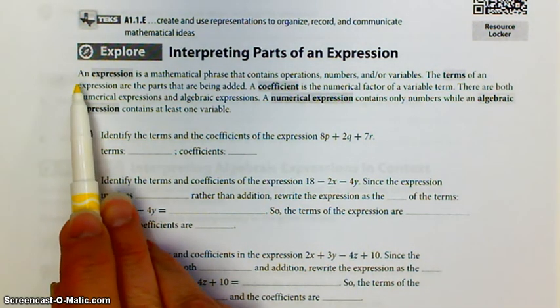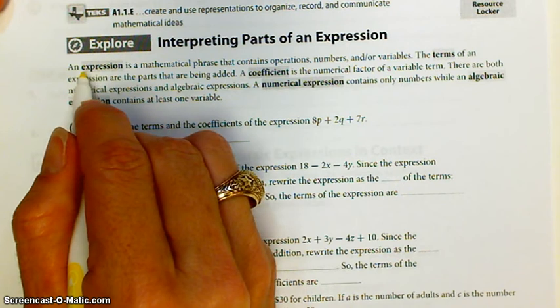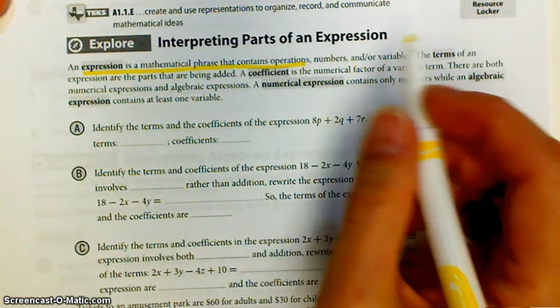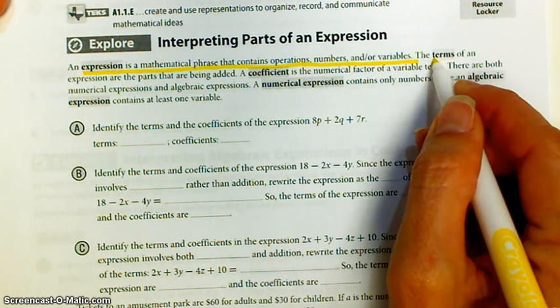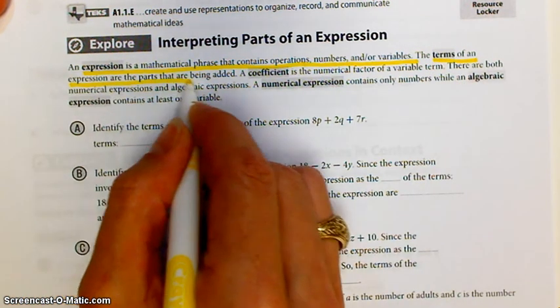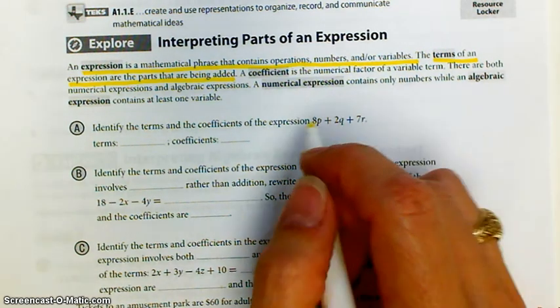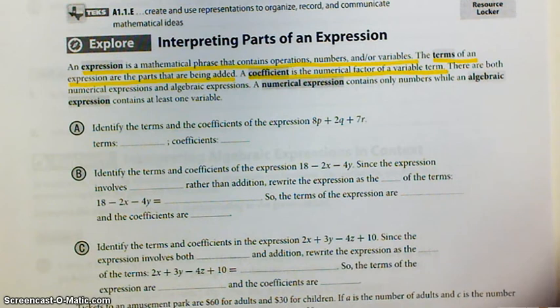All right. An expression, I think we've already touched on this a while back, is a mathematical phrase that contains operations, meaning addition, subtraction, that kind of thing, and numbers and/or variables. We've also talked about terms. Terms are the things that are being added, and I've put it in even more general terms. Terms are separated by plus sign, minus sign, and equal sign. Coefficient is the numerical factor of a variable term. So basically it's the number in front of a variable.